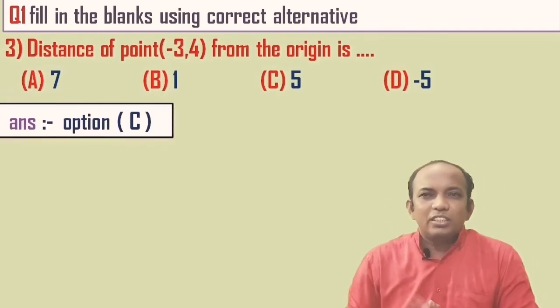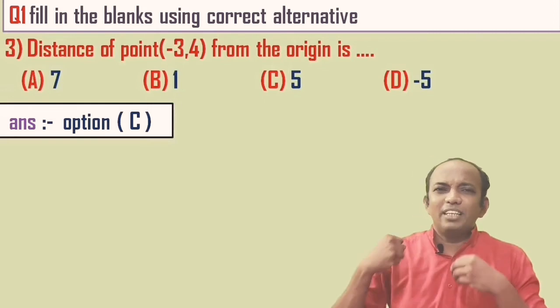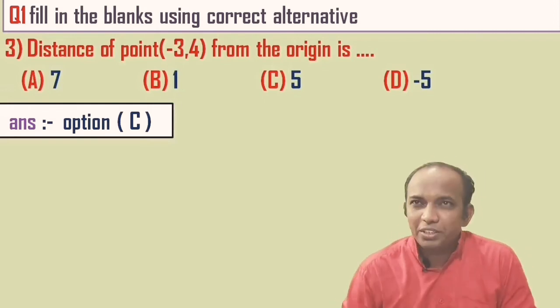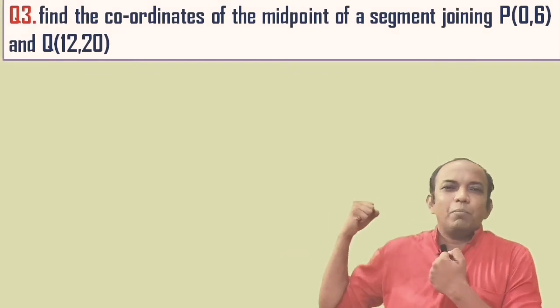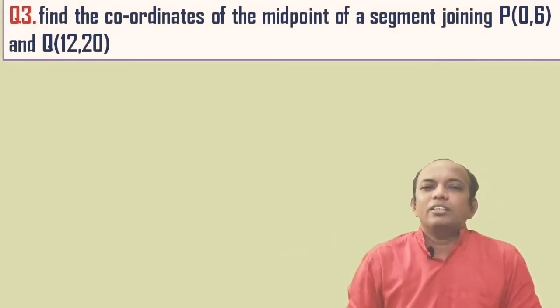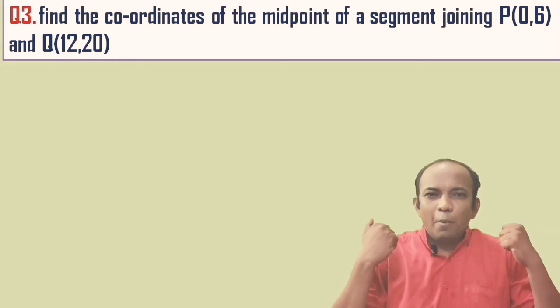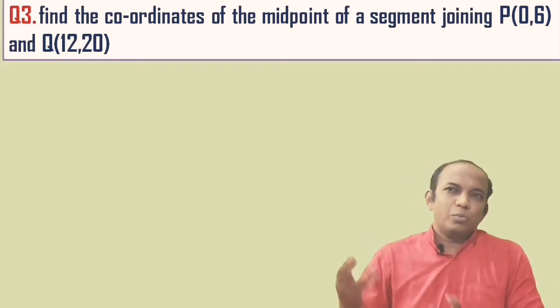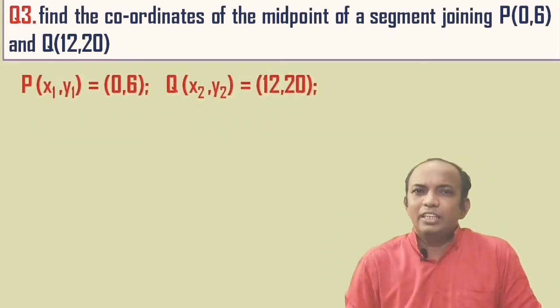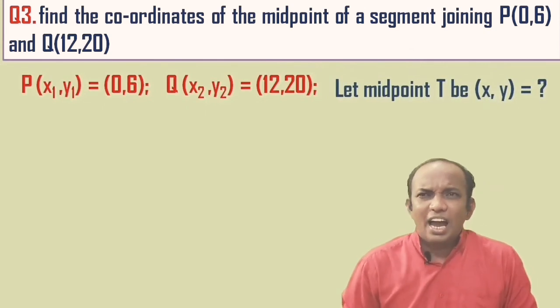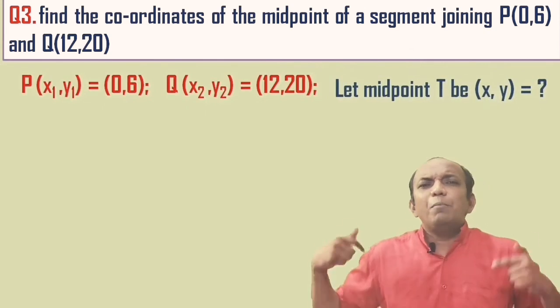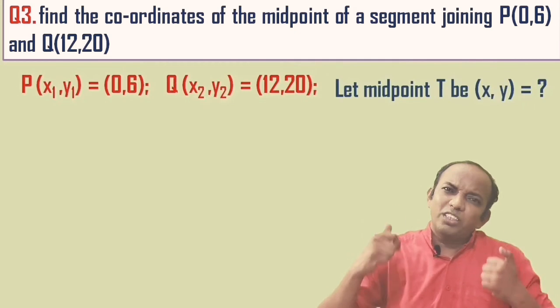So as the first question is done, let's move on with the third question, because the second question is omitted. The third question is about the midpoint. Yes, we need to find the midpoint. The way we know, mention the details. Yes, point P, point Q and point T. Let the coordinates of point T be x and y.